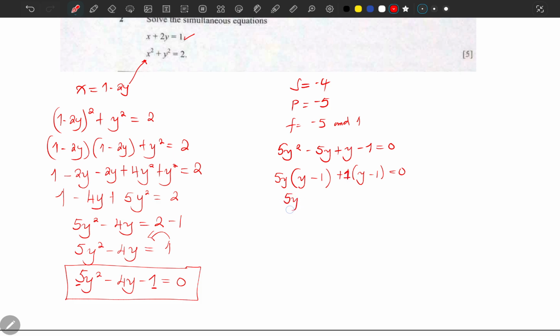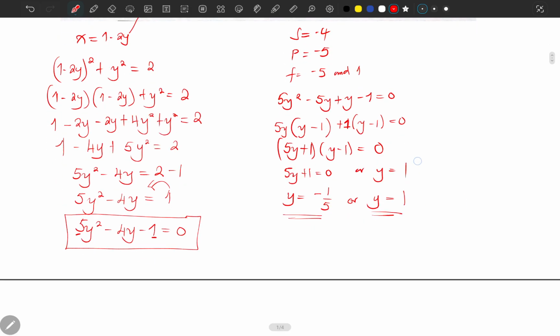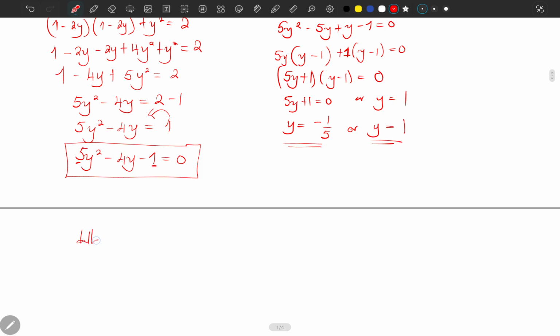So now we get what is outside equal to 0. So we know that this is 5y plus 1 equal to 0, or y minus 1 equal to 0. So of course here we know that y is negative 1 over 5, or we know that y is equal to 1. Now, we also need to look for the value of x. So we proceed and say, when y is equal to 1, what is x? And when y is equal to negative 1 over 5, what is x again?